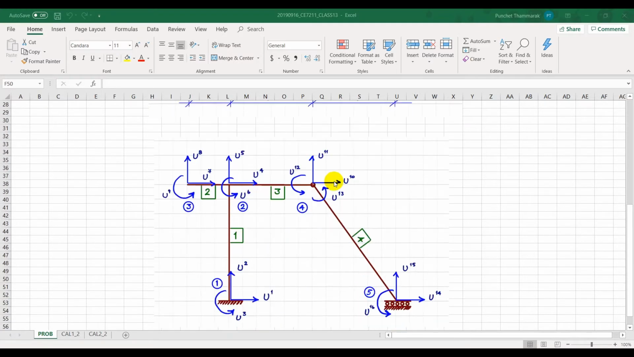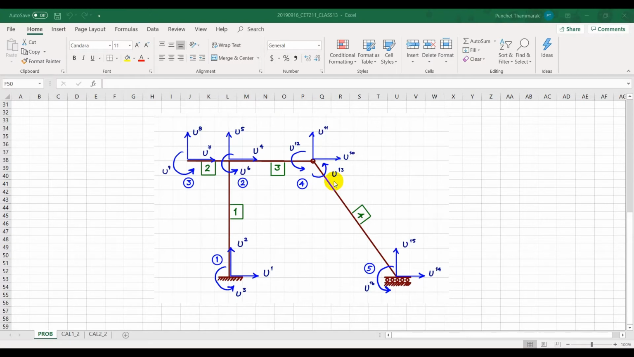Then we set up the degrees of freedom for the formulation of this problem. We start with node number 1. Degrees of freedom start from U1 in the horizontal axis, along x, U2 along y, and U3 is a rotation. This member is called member number 1. Then at node number 2 we have 4, 5, 6. Number 3 we have 7, 8, 9.